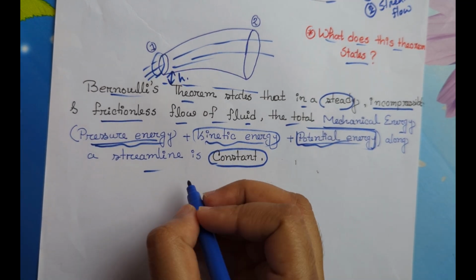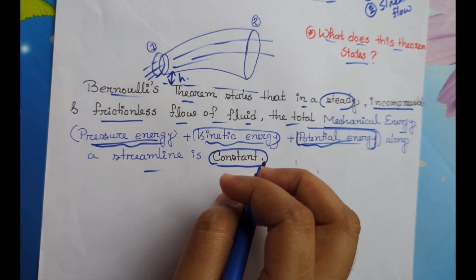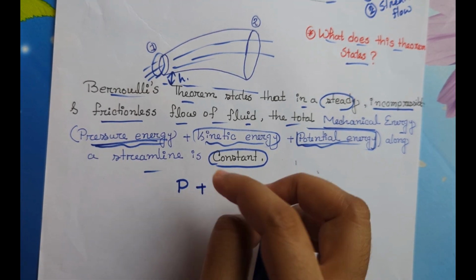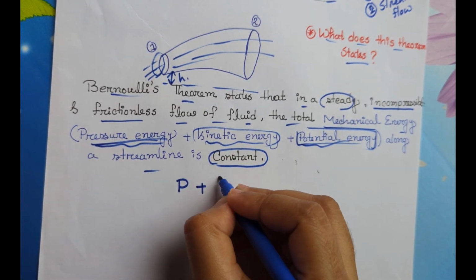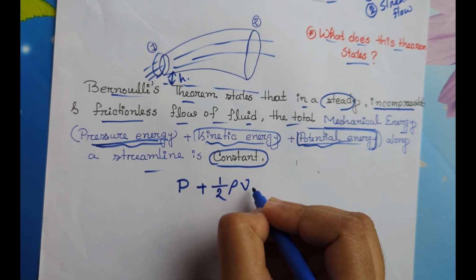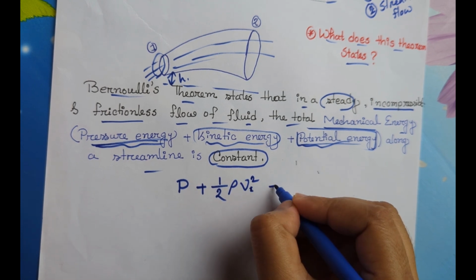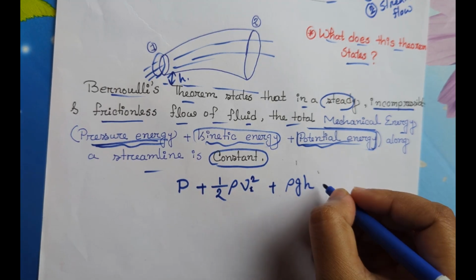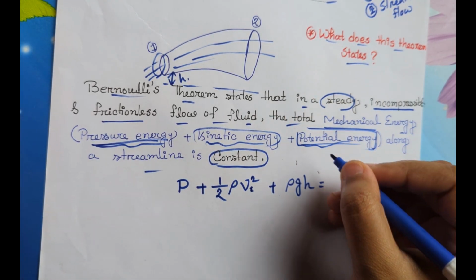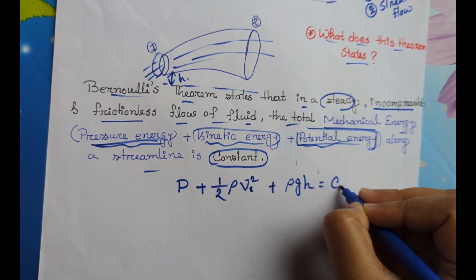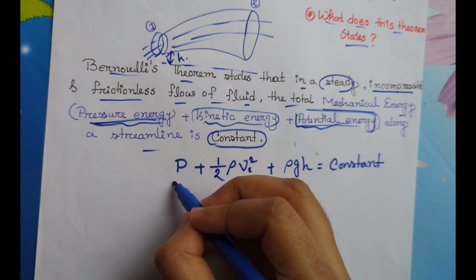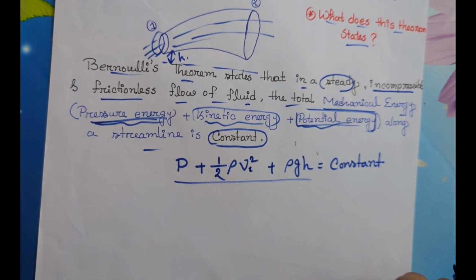Let's see the visual of this statement. Suppose P is for pressure energy, for kinetic energy it is half rho v square, and for potential energy it is rho g h, and according to Bernoulli's theorem, this sum will be constant. Now let's prove how these three things remain constant.